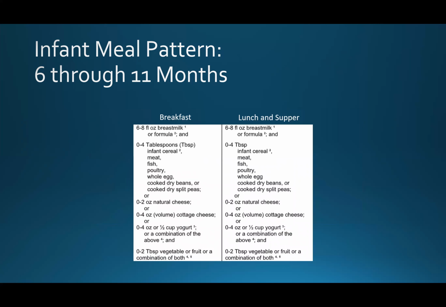The serving sizes for each meal component are the same at breakfast, lunch, and supper. Required foods include 0 to 4 tablespoons of iron-fortified infant cereal, meat, fish, poultry, whole eggs, cooked dry beans or split peas, or 0 to 2 ounces of natural cheese, or 0 to 4 ounces of cottage cheese, or 0 to 4 ounces of yogurt, or a combination of these foods, and 0 to 2 tablespoons of vegetable, fruit, or both.